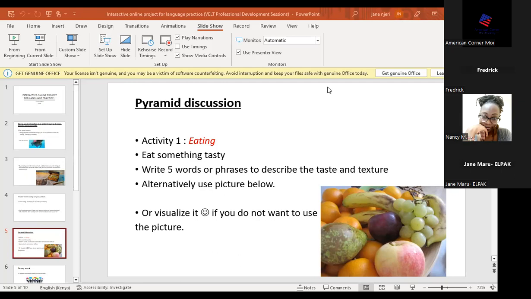We have Fred, he's saying he's eating groundnuts. Nice, edible. We have Teresa there who is eating corned melon. Ooh, it's slimy and somehow tangy. Thank you. You can have more people share what they are eating. Evans Nyamai, I have eaten grapes, which are appetizing, scrumptious, yummy, juicy, and succulent. Thank you, Evans.